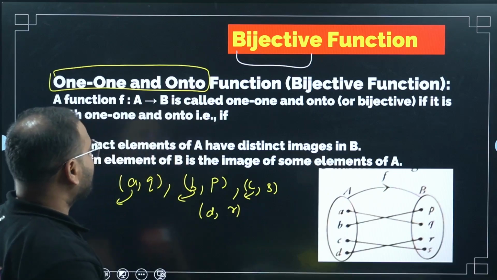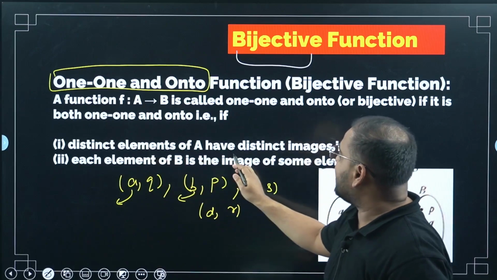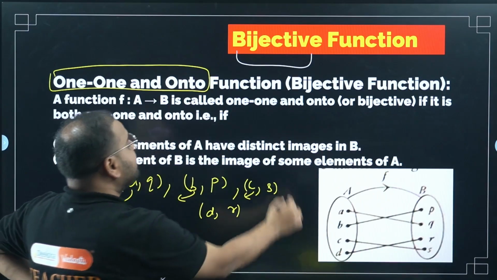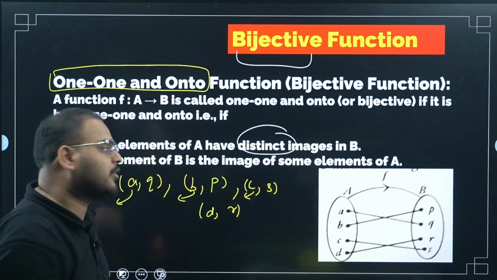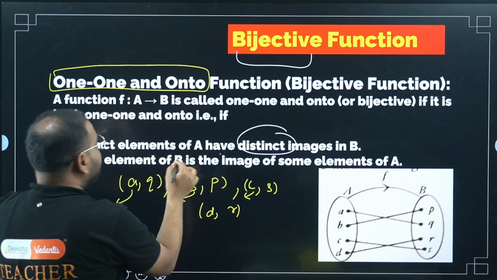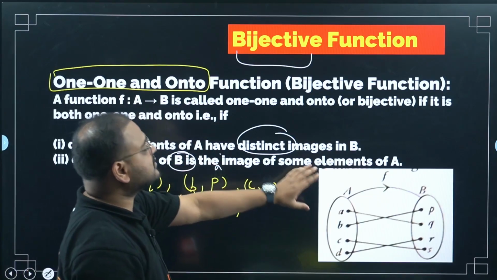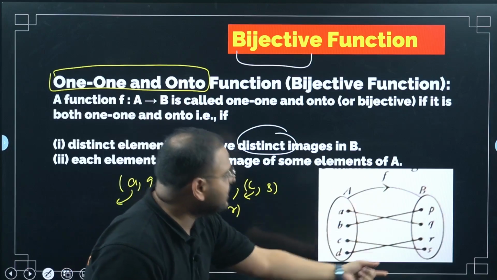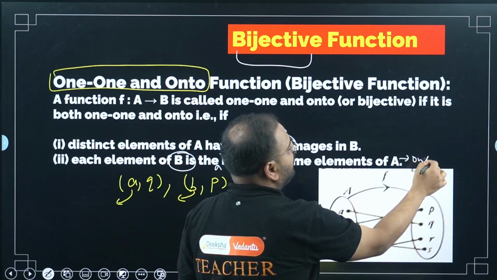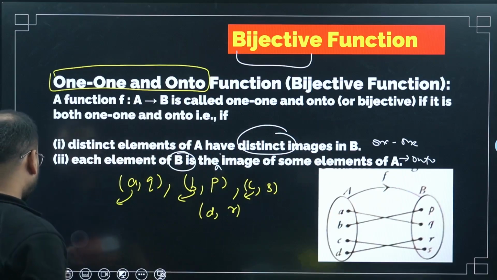Okay sir. Let's read this definition: if distinct elements of A have distinct images in B, distinct element means different elements in A have different images in B, only then we will call it one-one. And if every element in B is the image of some element of A, this is the onto part of the definition. This is for onto and this is for one-one. Clear sir? Moving on.